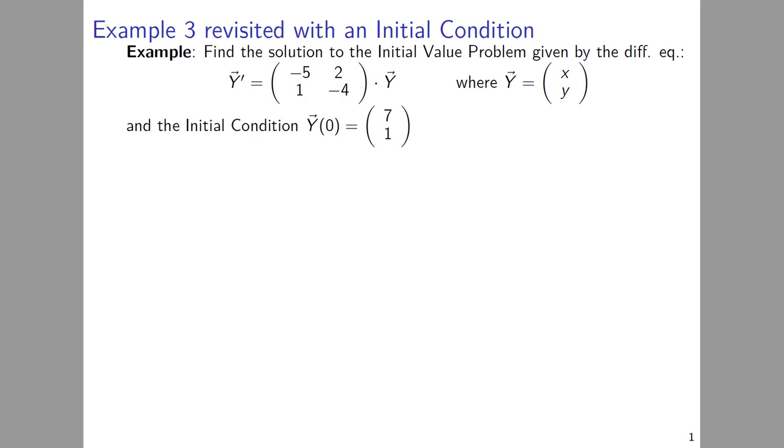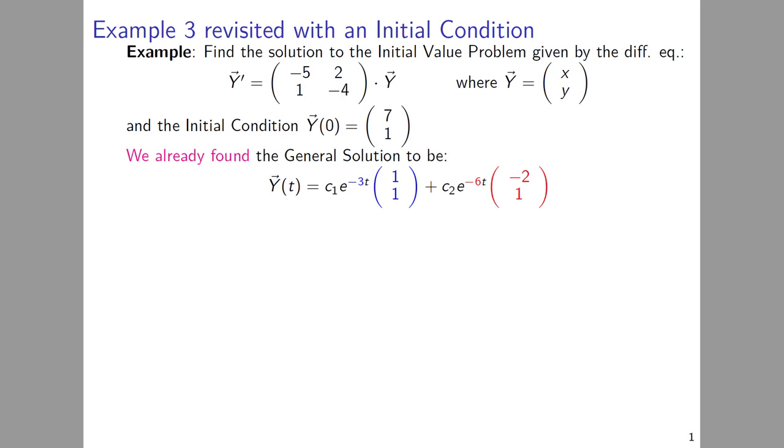That is, let's find the solution to the initial value problem given by the differential equation y' = [[-5, 2], [1, -4]] y with the initial condition that y(0) is the vector (7, 1). Now we already found the general solution to be y(t) = c1 e^(-3t) (1, 1) + c2 e^(-6t) (-2, 1).